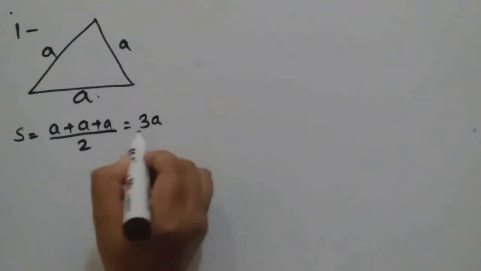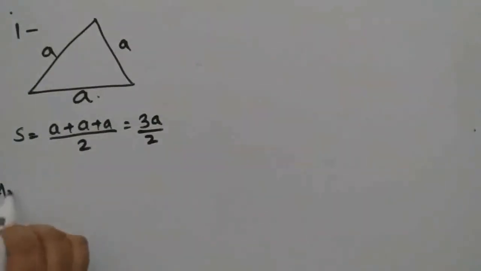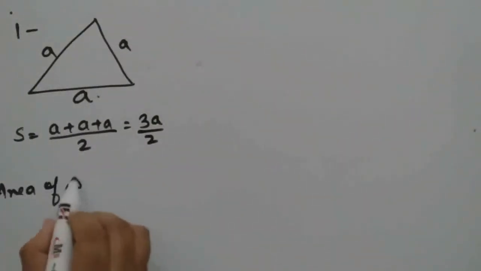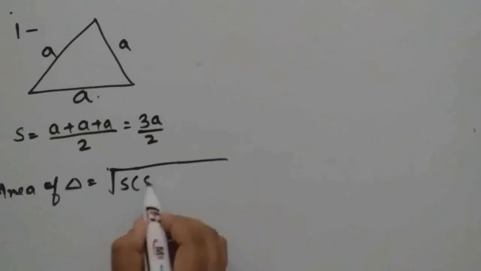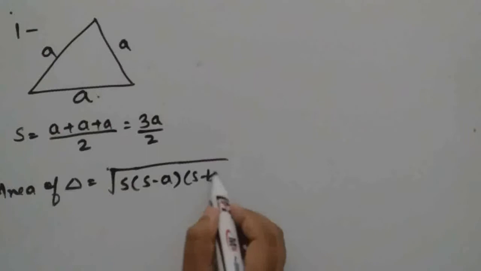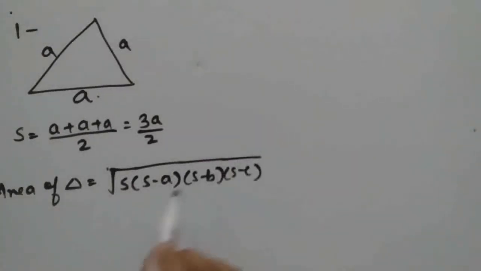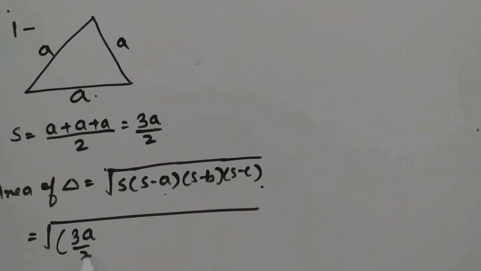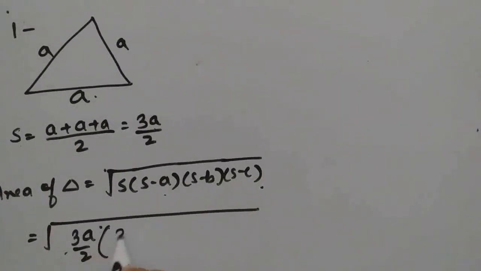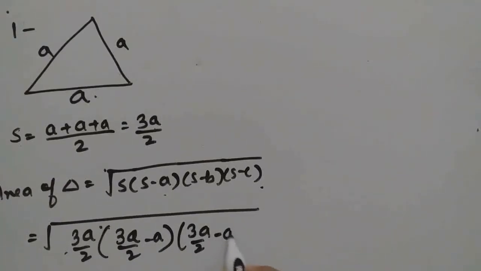So S is 3A by 2. Then the area of the triangle by Heron's formula is the square root of S times S minus A, S minus B, S minus C, where A, B, C are the sides. But in this case the sides are the same, that is A. So S is 3A by 2. Then 3A by 2 minus A, 3A by 2 minus A, 3A by 2 minus A.